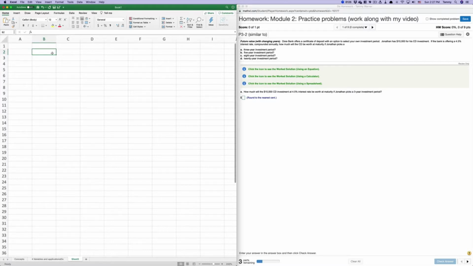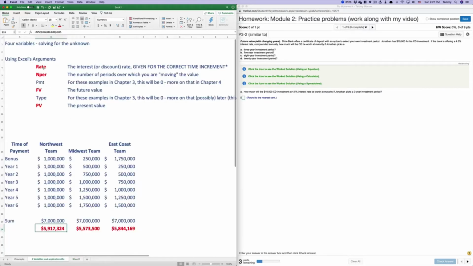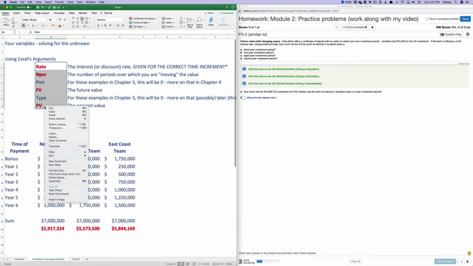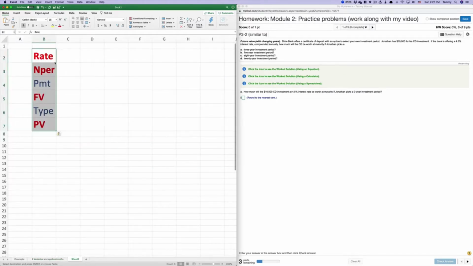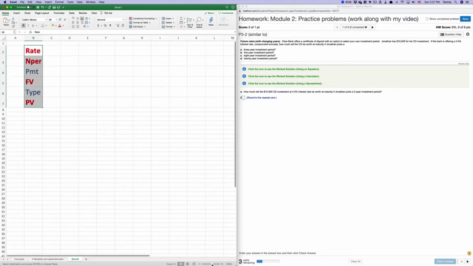I want you to put in those variables that I showed you from the previous page. So I'm going to take mine that I already had and just copy them over here. Whoa, that's big. Yeah, that works. All right.